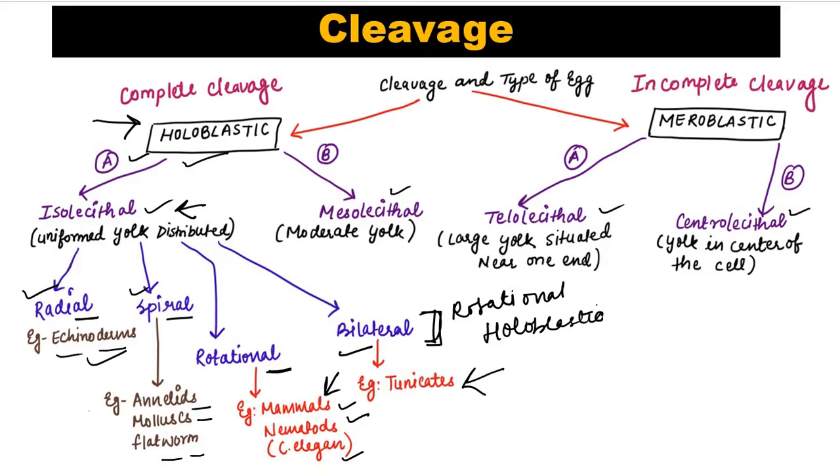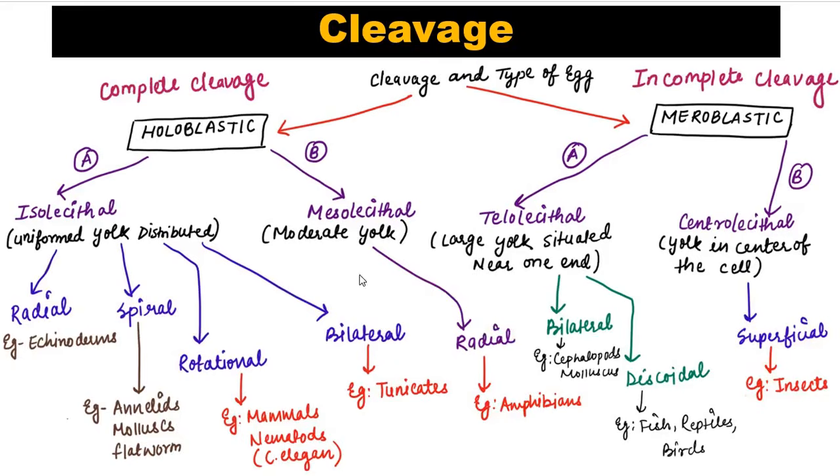Let's now focus on the next category, that is the mesolecithal. Mesolecithal is only going to have one category, that is the radial, and that is represented by all amphibians. So amphibians show radial holoblastic cleavage, and the condition of the egg is mesolecithal.